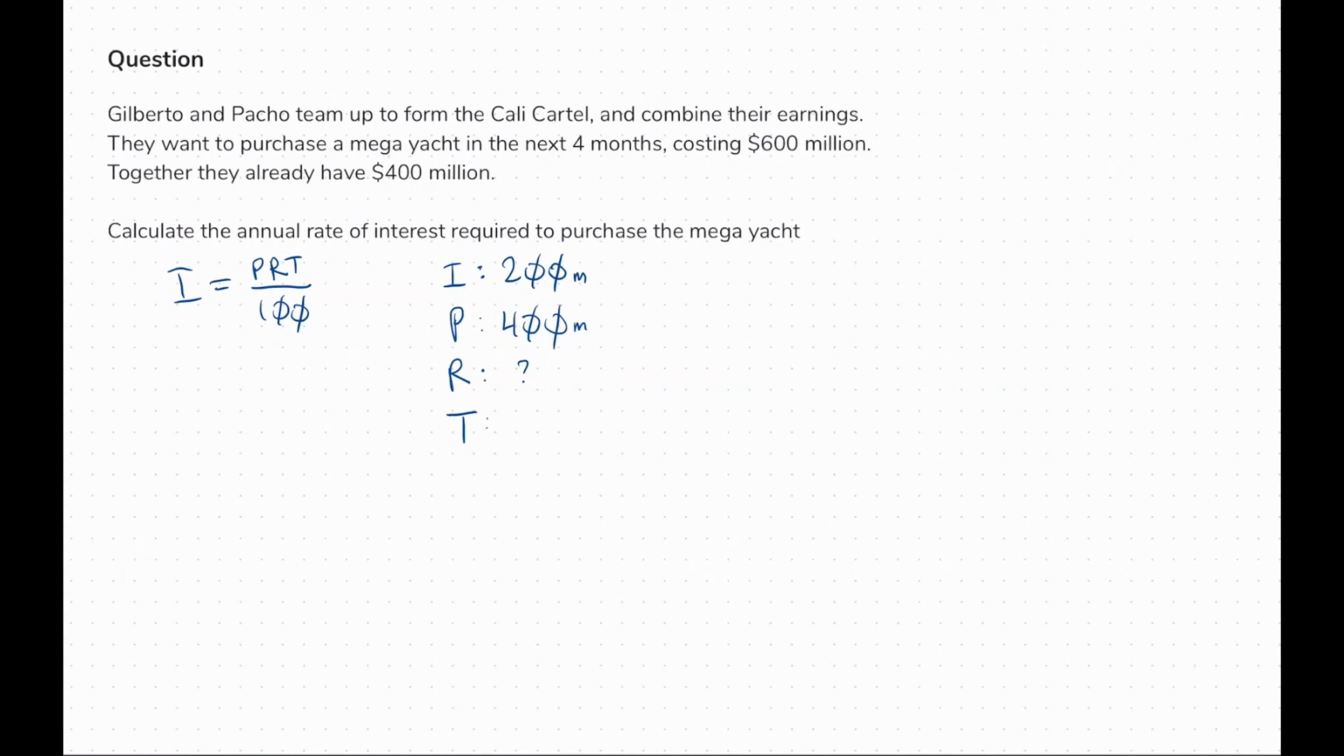T, well, they want to purchase the mega yacht in the next 4 months, right? So as a fraction of a year, what is 4 months? 4 months out of 12 months. Well, we can think of that as 4 over 12, 1 over 3, or 0.3 recurring. I'm going to think of it like this, just for simplicity. So let's plug all of these numbers into our formula and see what we end up with.